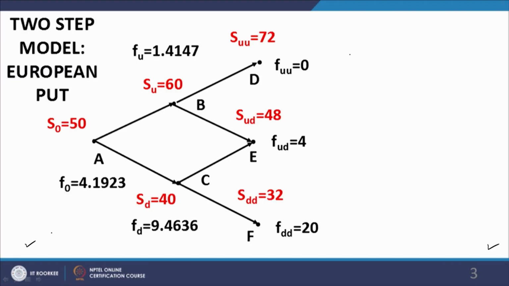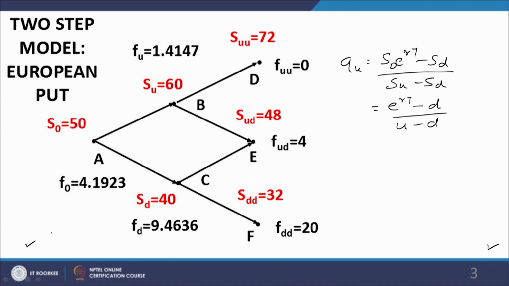we can work them out as Q u is equal to (S0 e to the power r t minus S d) upon (S u minus S d), or in terms of percentages of price changes, size of jumps in terms of percentages, if I divide throughout by S0, what I get is (e to the power r t minus d) divided by (u minus d). So, this is the formula that we use for Q u. Q d will be equal to 1 minus Q u, as you all know.